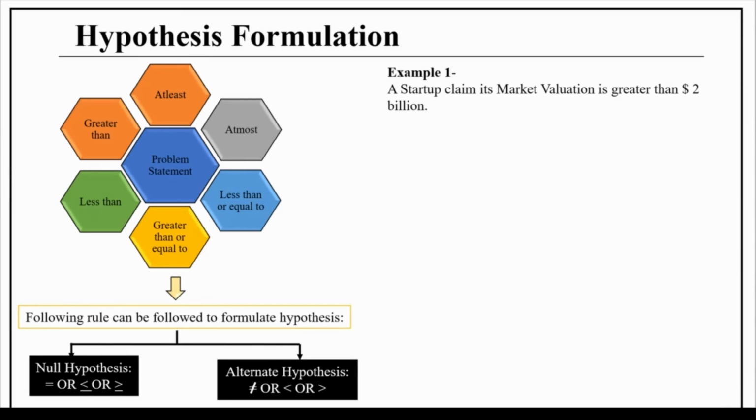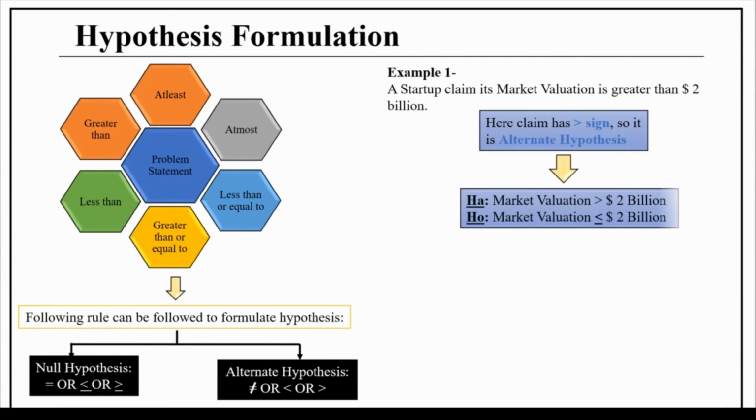A startup claim its market valuation is greater than $2 billion. Since the claim have greater than sign, that means it is alternate hypothesis. So let's formulate hypothesis. So alternate hypothesis is market valuation is greater than $2 billion and null hypothesis is market valuation is less than and equal to $2 billion.